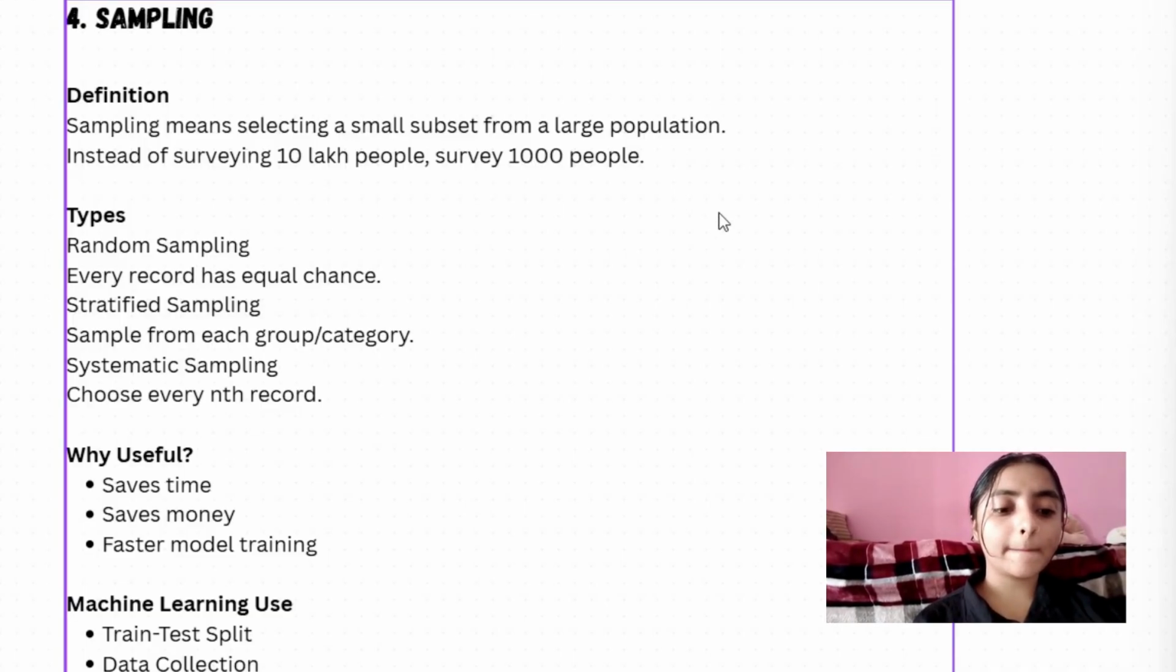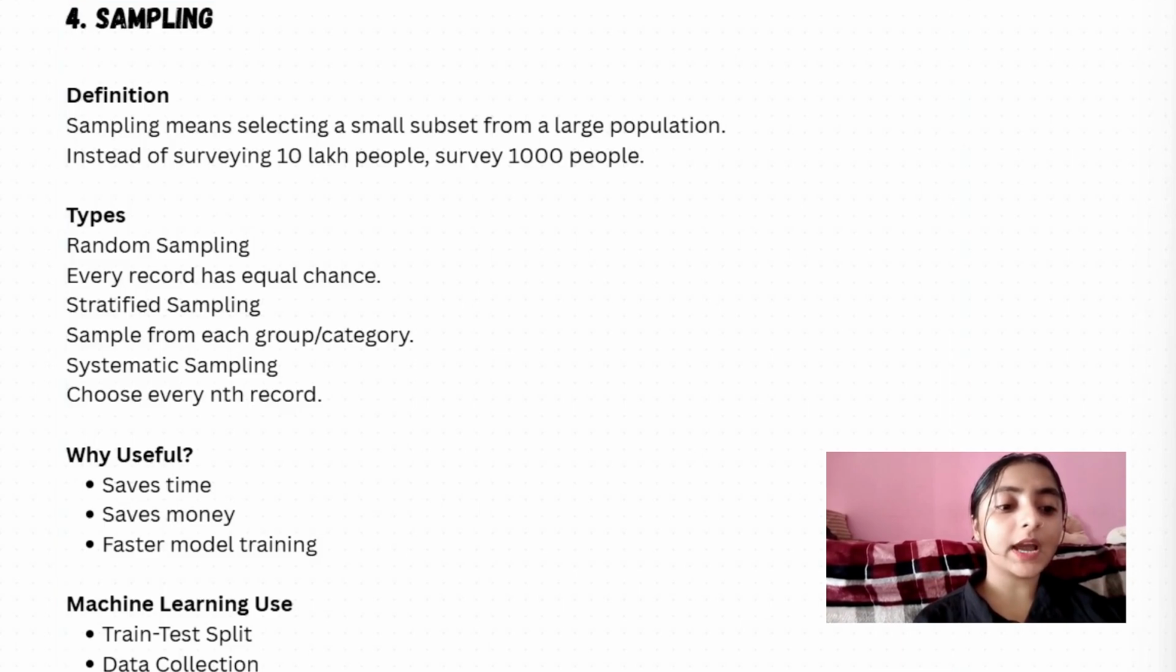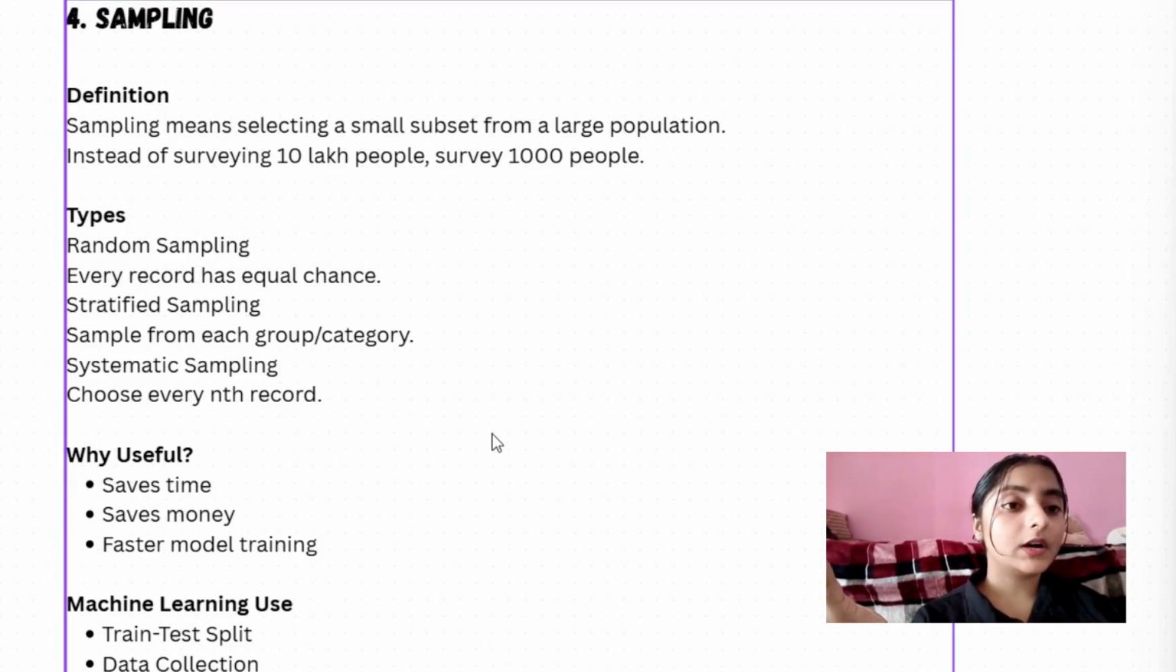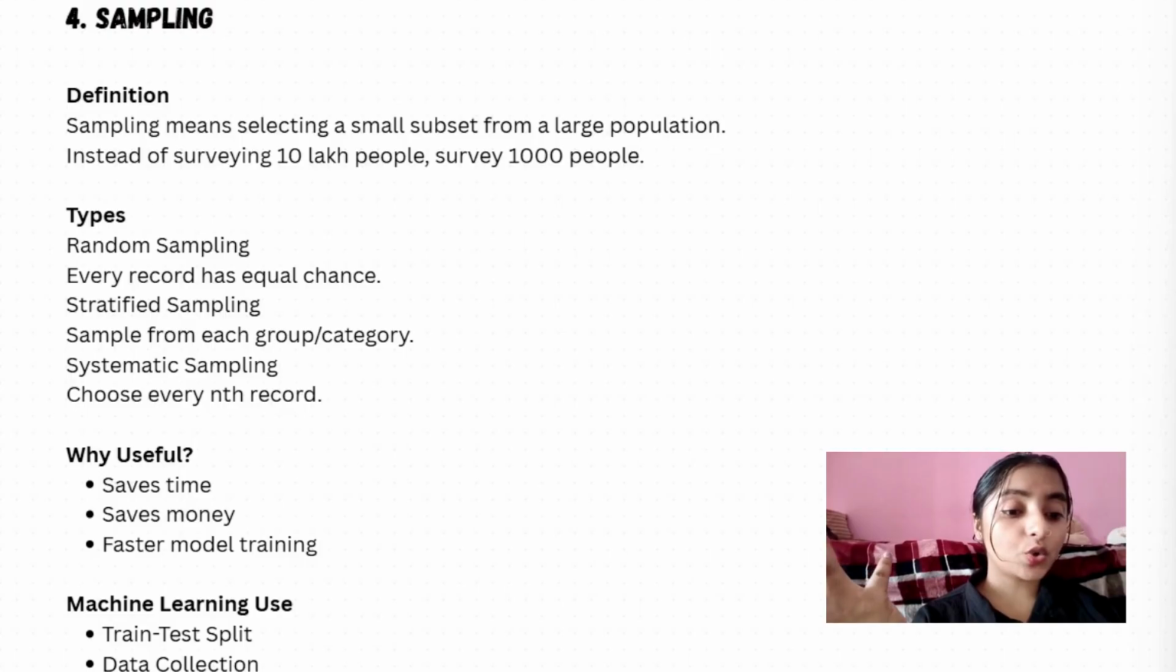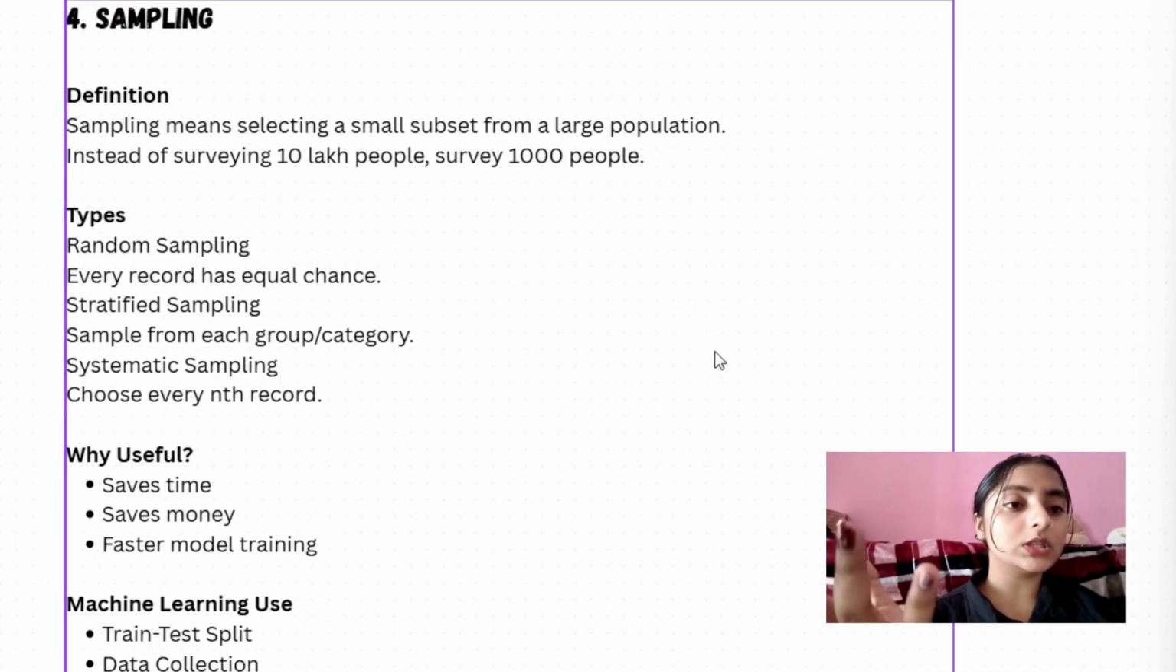For example, suppose India has 140 crore people, right? If we want to know who will win an election, we don't ask all 140 crore people, right? Instead, we ask a sample of maybe 10,000 people and use their responses to estimate the result. So this process is called sampling.